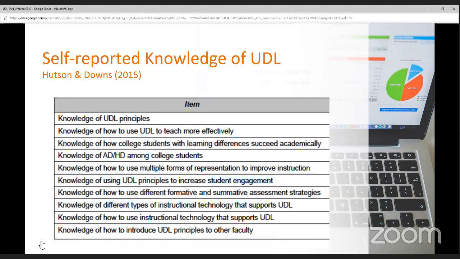Feel free to respond either in the chat or on Twitter. We will come back to your responses. I won't wait for them now, but we will come back to this at the end of our presentation. But I'm just curious, is self-reported knowledge of UDL enough? Do we need to have a way to actually measure the real knowledge of UDL? Maybe it's not. Just curious to hear what you think about it.